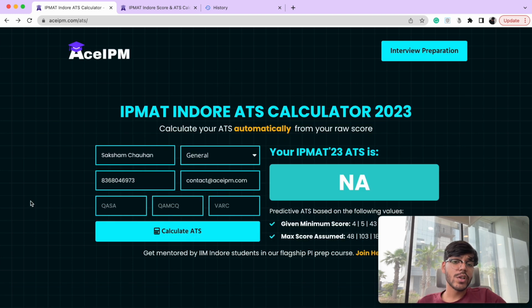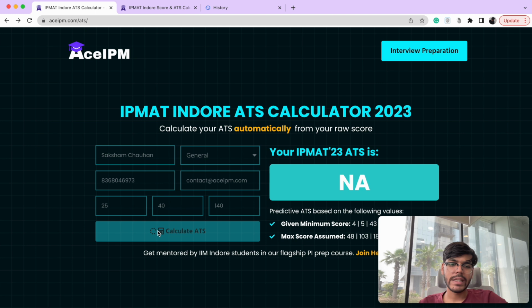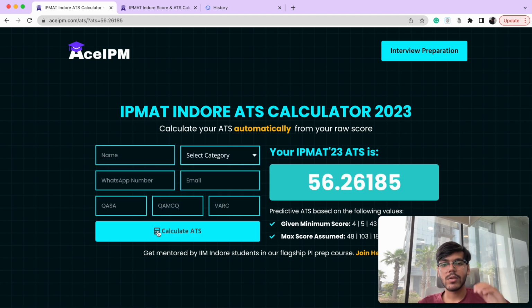So that is how we assume these figures, and basis of that you can calculate your ATS by yourself. You can do it easily by coming to our website aceipm.com/ATS. Link will be down in the description. You just need to enter your short answer marks over here, QAMCQ over here, and VRC over here. Once you are done doing that, you need to click on calculate ATS. The ATS has now been calculated and it is 56.26185.